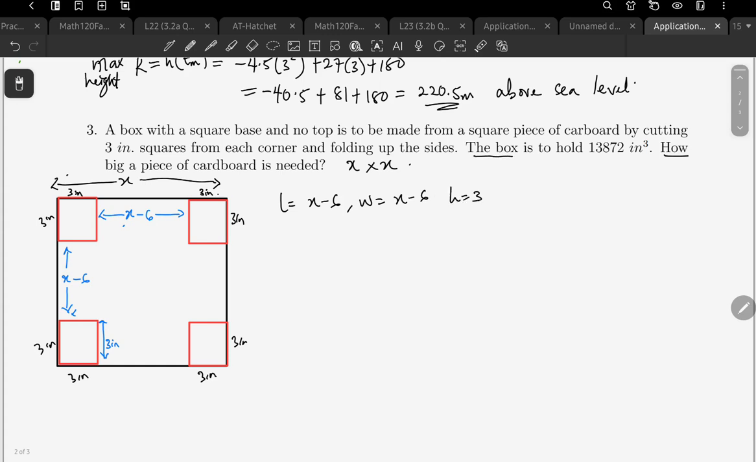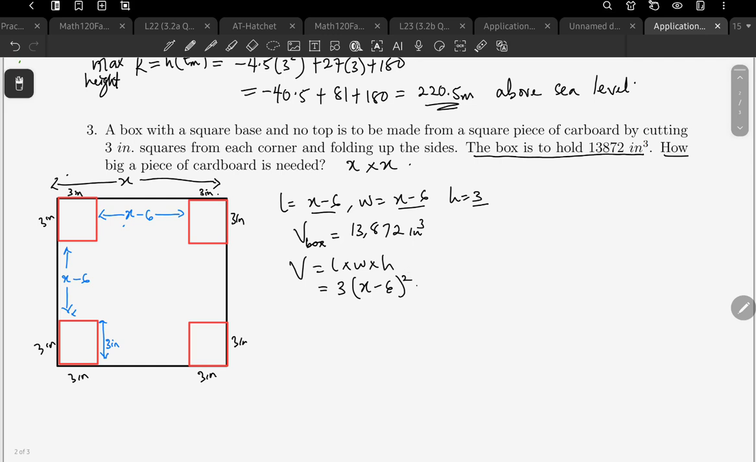We are told that the box is to hold 13,872 inches, and that means the volume of the box is equal to 13,872 inches cubed. But wait, what is the volume of a box? The volume is simply length times width times height. In this case, we are multiplying this by this by this. That is 3 times (x minus 6) squared.